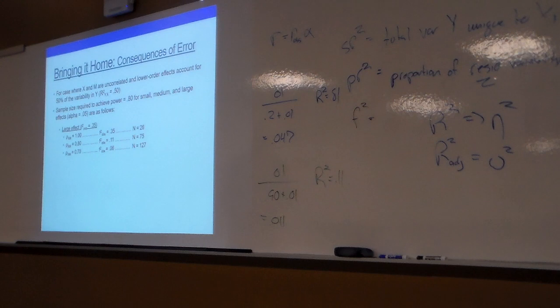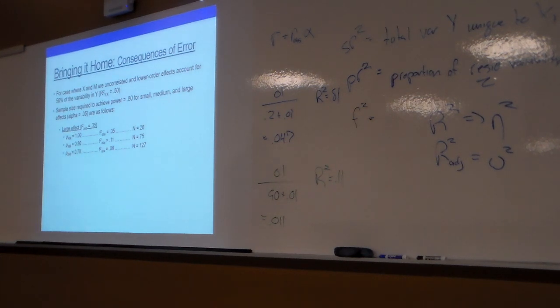Okay? But let's say the reliability of my interaction term isn't perfect, but it's 0.8. 0.8 is pretty good, right? If I'm looking at a study and it says reliability of this measure is 0.8, I'm like, okay, that's pretty good, right? What ends up happening is the effect that I'm actually looking for, if it's large, drops down to 0.11, right? The functional effect that I'm trying to get at, because of the decrease in my reliability, and my sample now jumps up from 26 to 75 just because the reliability of my interaction term is decreased.